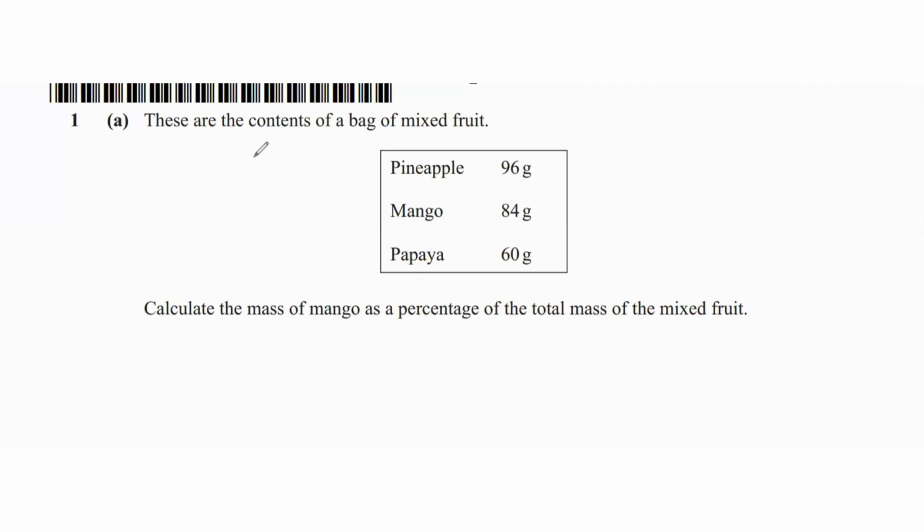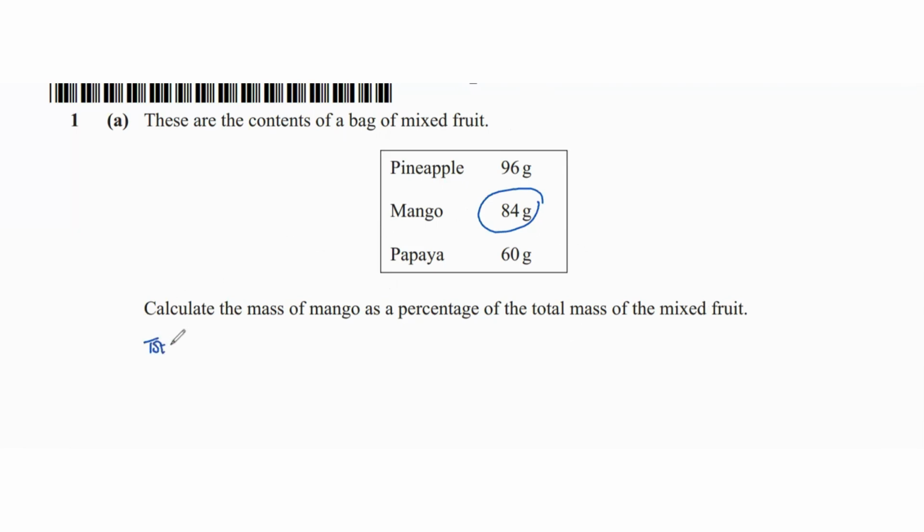First question says these are the contents of a bag of mixed fruit. So we have pineapple, which is 96 grams, mango, 84 grams, papaya, 60 grams. Calculate the mass of mango as a percentage of the total mass of the mixed fruit. So we already have the mass of mango. So what we need to find is the total mass of the mixed fruit.